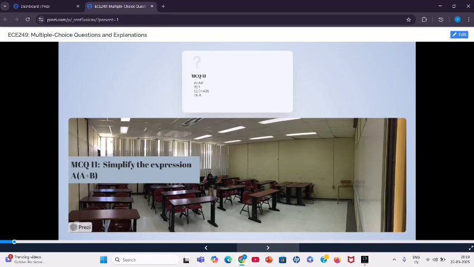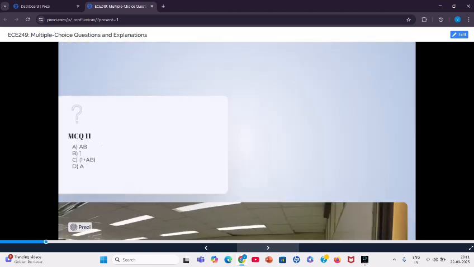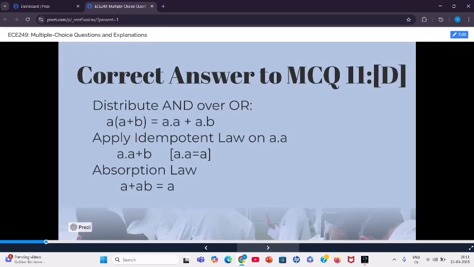So our 11th MCQ is: simplify the expression A bracket A plus B. The options are option A, AB; option B, 1; option C, 1 plus AB; option D, A. I hope you all have paused the video and guessed the answer. So the right answer is option D, which is A.